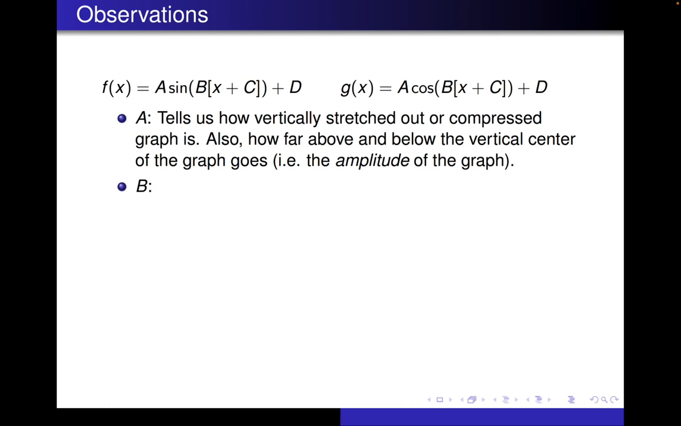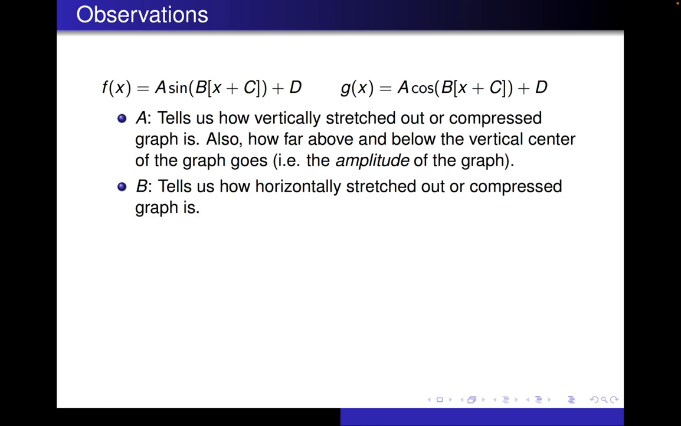So what does b do? Well, b does the horizontal scaling, in other words, the horizontal stretching or compression. It tells us how horizontally stretched out or compressed the graph is, and that's going to affect how often the graph repeats itself. In other words, it's going to tell us what the period is. And if we remember how you figured out that formula from the in-class activities, that period is going to be 2 pi over b.